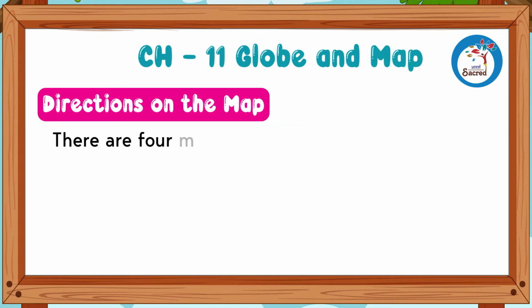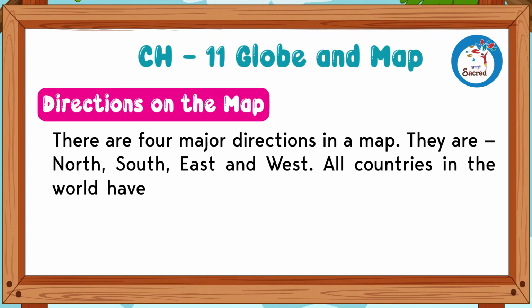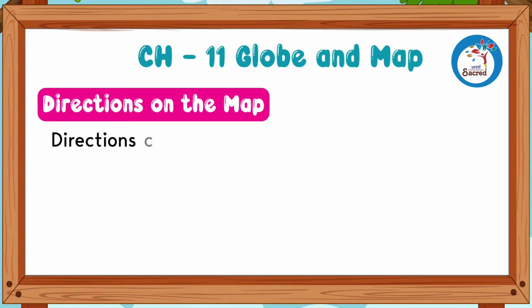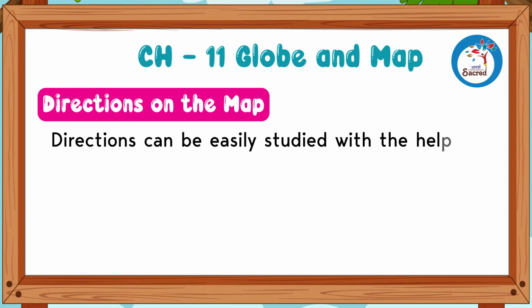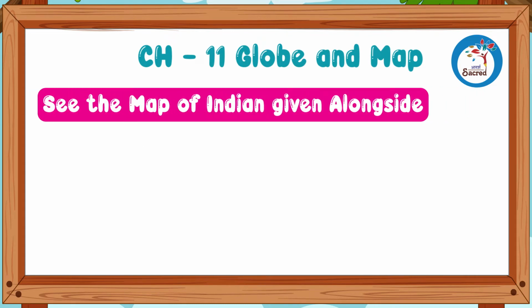There are 4 major directions in a map. They are north, south, east and west. All countries in the world have adopted strict uniform ways of naming these directions. Directions can be easily studied with the help of a map. See the map of India given alongside.